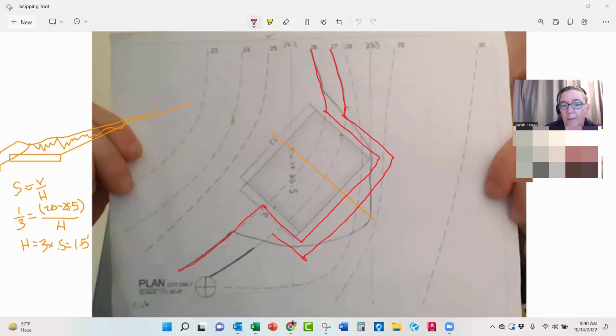So then I just keep doing the 3 feet away until there's no more contours in that plan. Yep, exactly.